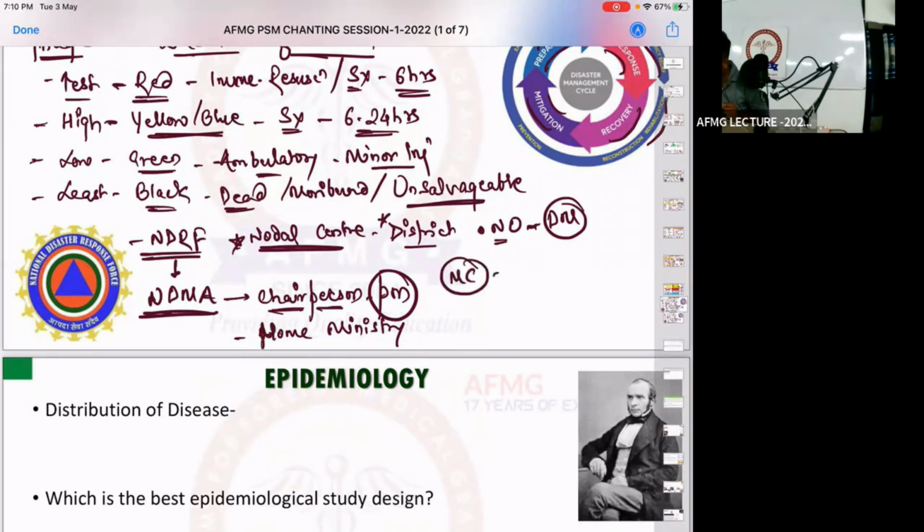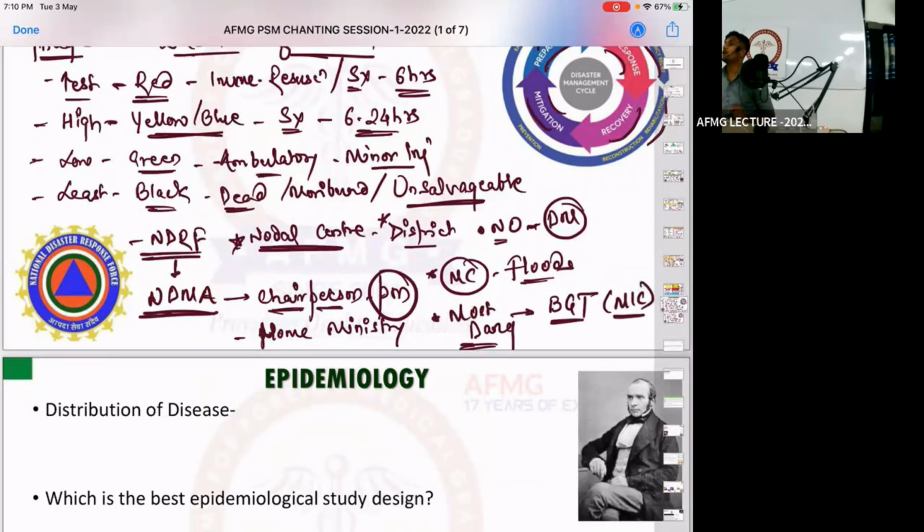Most common disaster? Most common disasters are usually aquatic disasters, that is floods. Most dangerous man-made disaster till date was the Bhopal gas tragedy. This was a question: Bhopal gas tragedy was due to exposure to which chemical? Methyl isocyanate. And Bhopal gas tragedy is the known worst man-made disaster.